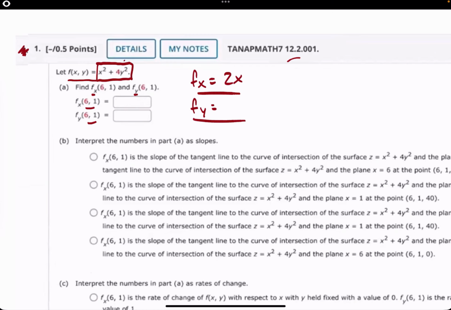Fy, the derivative of f with respect to y. We find the y terms and find their derivatives. And we ignore all the terms that don't have y in them. They go to 0. In other words, when we take their derivative, they're treated as a constant. So now, we plug in 6, and we plug in 1. So when we plug in 6 for x, we get 12. When we plug in 1 for y, we get 8. So we get 12, we get 8.